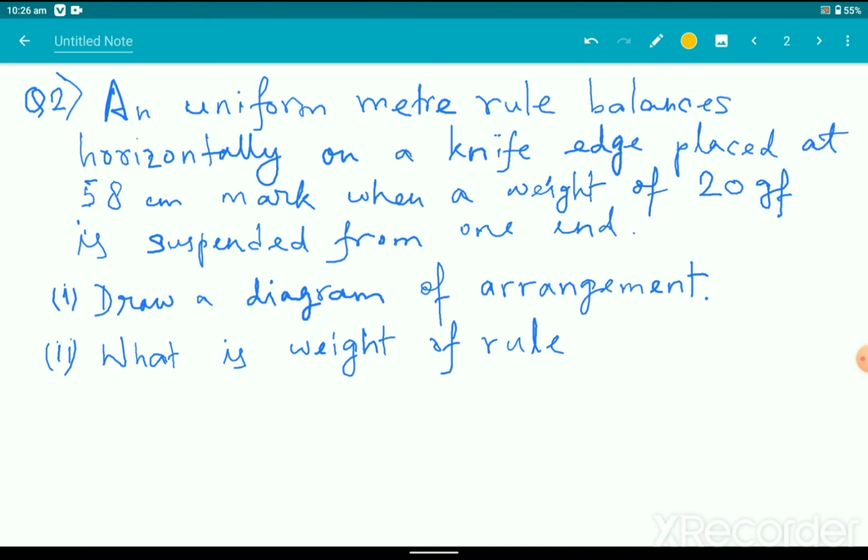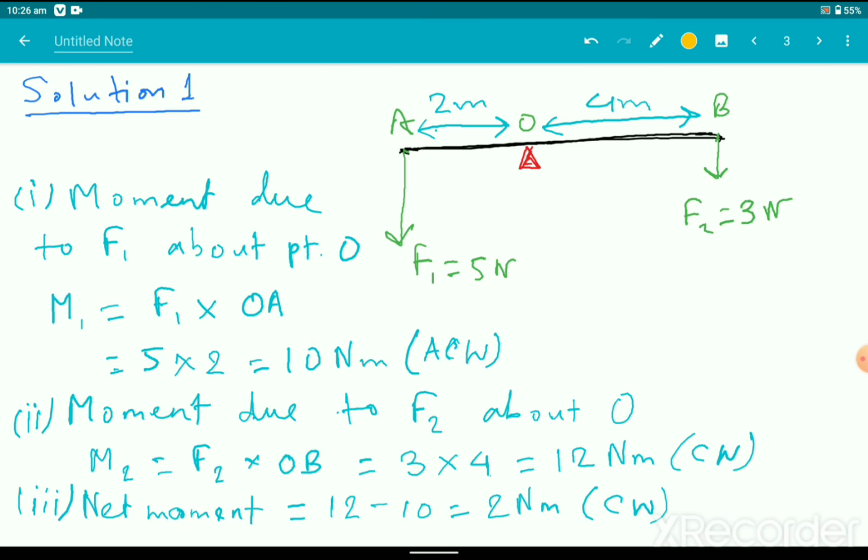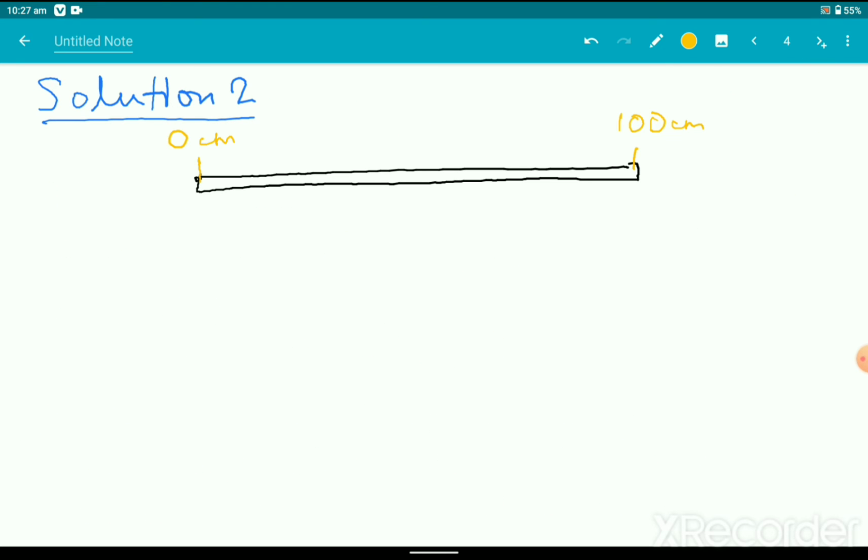The question says that it has been balanced on a knife edge placed at 58 centimeter mark. So if I consider the midpoint to be a point like this, then the 58 centimeter mark is slightly tilted towards the right. So this is my 58 centimeter mark. I think the concept is clear. So we draw a knife edge like this. Remember, 58 centimeter mark has been given in the question.